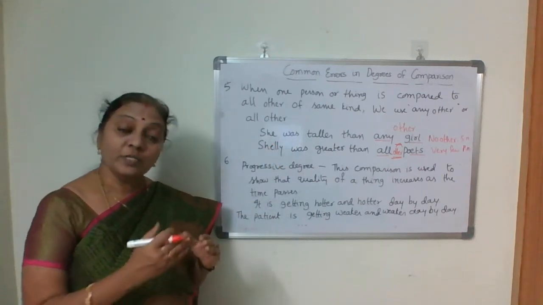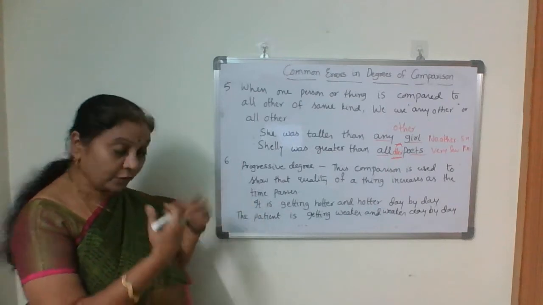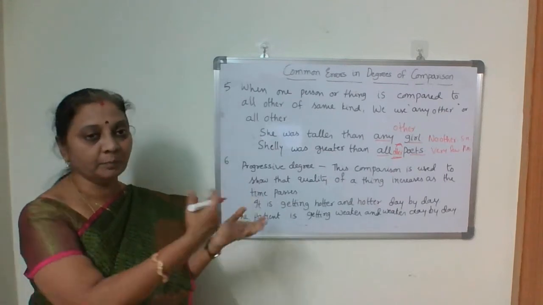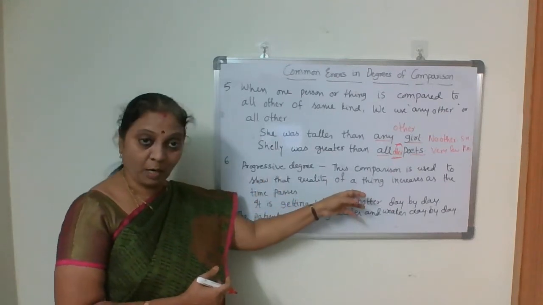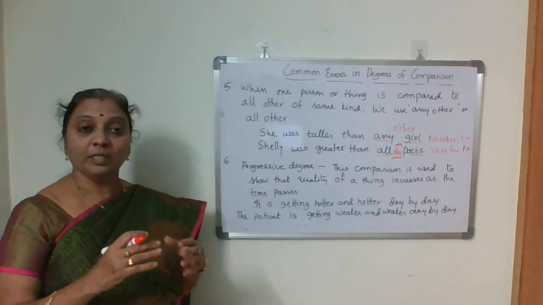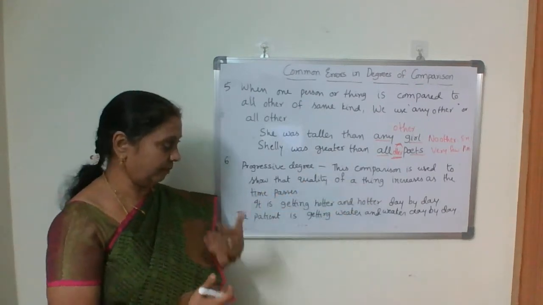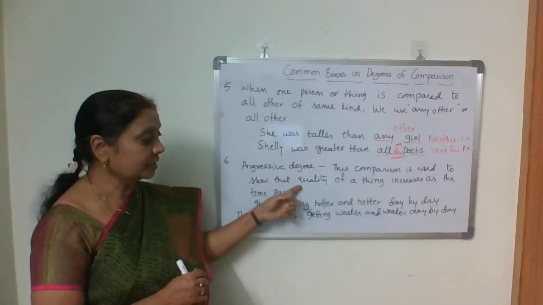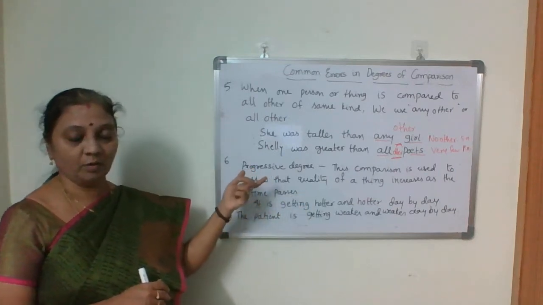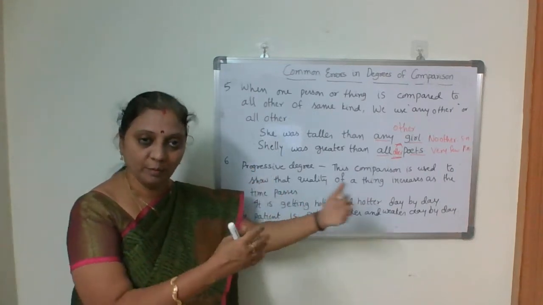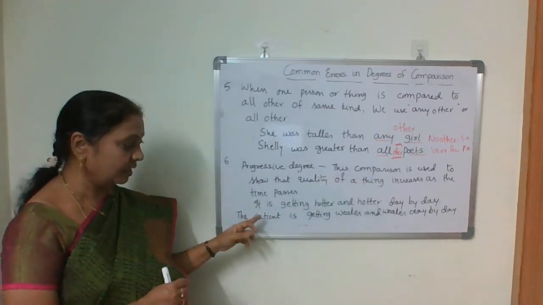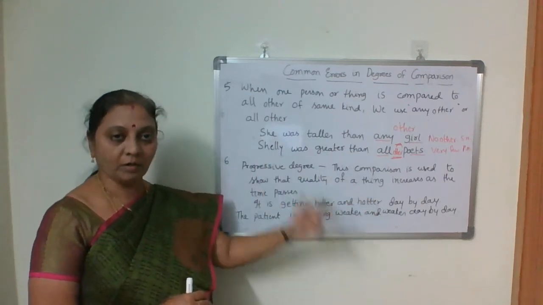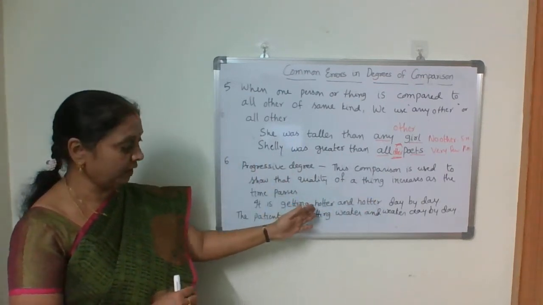Next one, the progressive degree, which means it increases. Progressive means progression, means increase. What does it tell us about? This comparison is used to show that the quality of a thing increases as time passes. As time goes on, the quality of a thing increases. That is called progressive, by the name itself. It shows the progression or increase. It is getting hotter and hotter day by day. Two times you have to use it, because it is talking about progression.